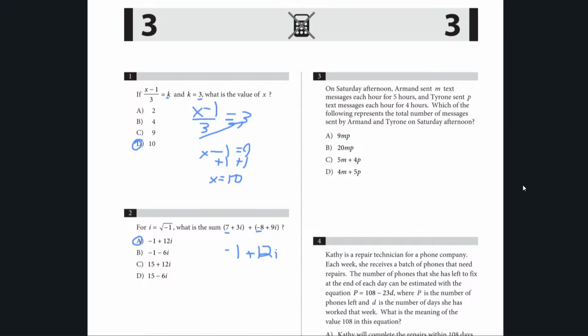Well, you have the number of hours, and then you have the number of messages each of them sent. If Armand sent m text messages each hour for 5 hours, it's going to be 5 times m to get the total for him, and if Tyrone sent p text messages each hour for 4 hours, it's going to be 4 times p. So adding those together would be a plus. A and B are wrong. It'd be 5 times m and 4 times p, so our answer is C.